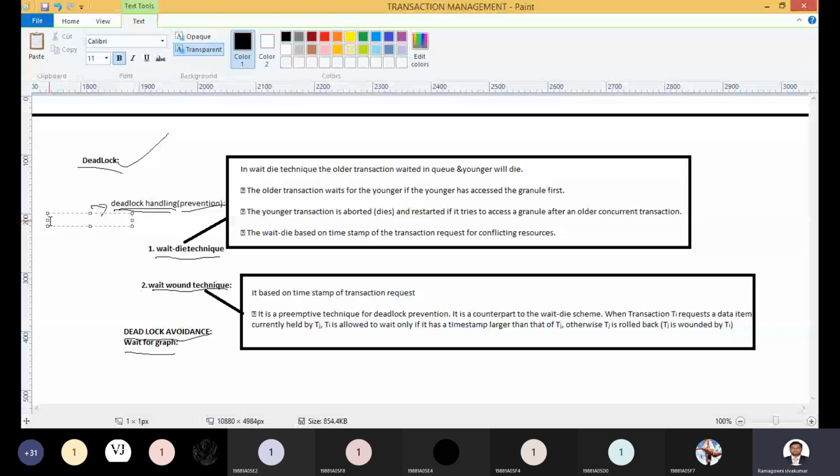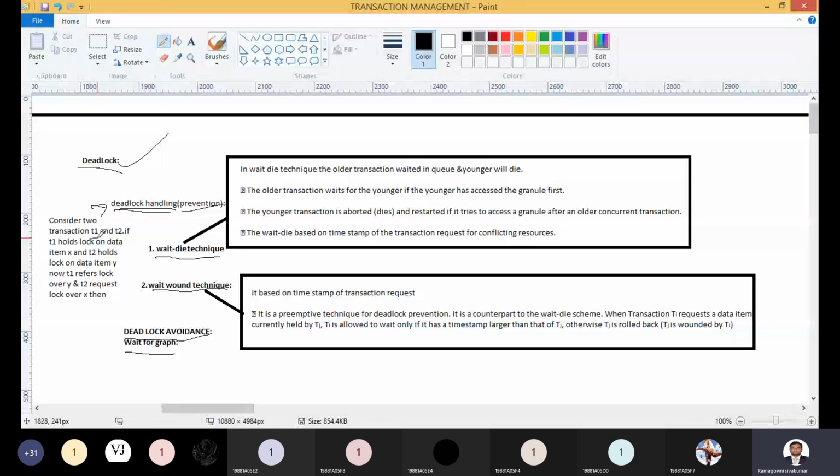Consider two transactions, T1 and T2. T1 holds a lock on data item X, and T2 holds a lock on data item Y. Now T1 requests a lock over Y and T2 requests a lock over X. Then it is in a deadlock state.